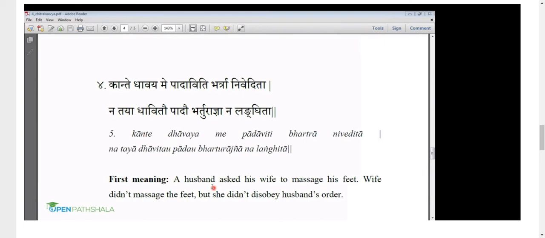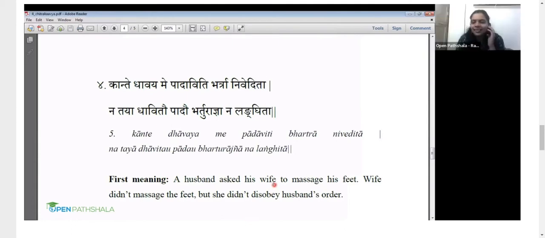I'm just guessing the spacing. Nataya, iti ukte, bowing her head. Nataya dhavitau padau. So she bowed her head and she said yes. To massage the feet, you have to bow down. So nataya dhavitau padau, bharturajnya na langhita. And she did not disobey her husband.